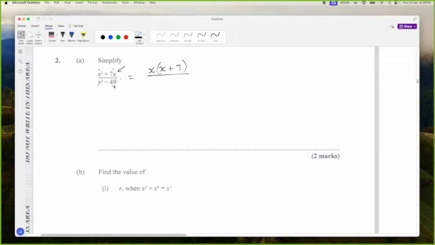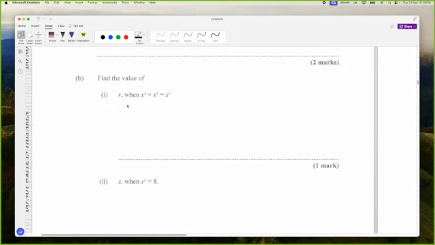X squared minus 49. Well, I noticed that 49 is 7 squared. So this is x squared minus 7 squared. I noticed this is a difference of 2 squares. So we will have x over x plus 7. And for a difference of 2 squares, a squared minus b squared will factorize to give you a plus b into a minus b. That means that this will cancel with this, and all you'll have left is x all over x minus 7.